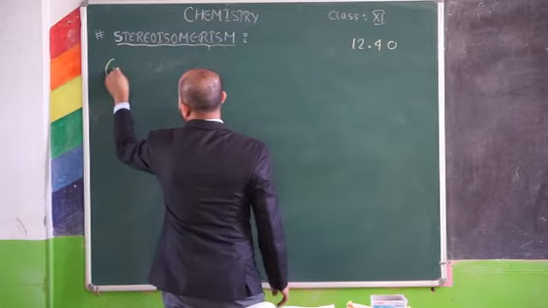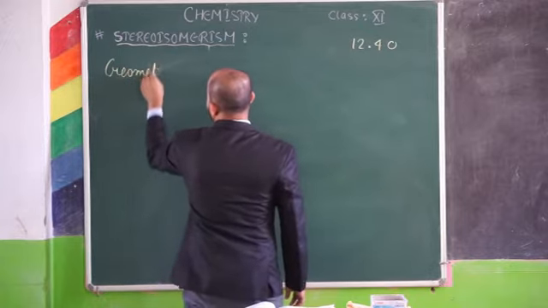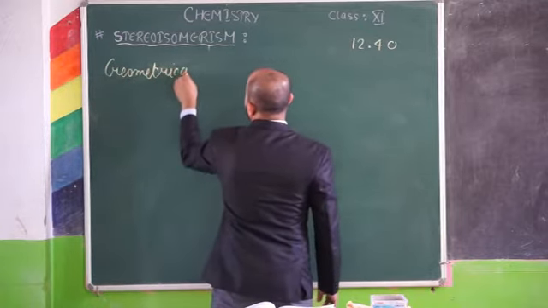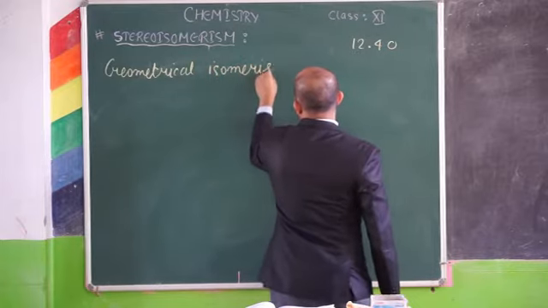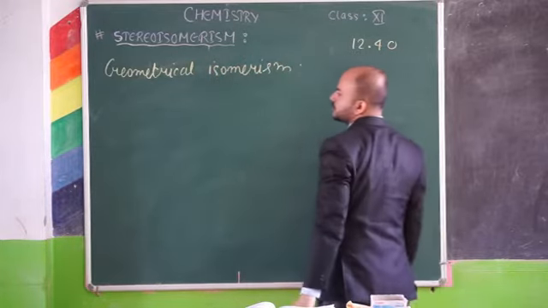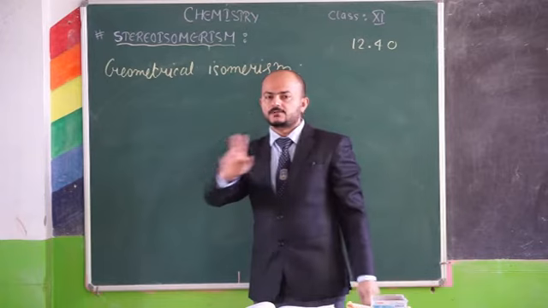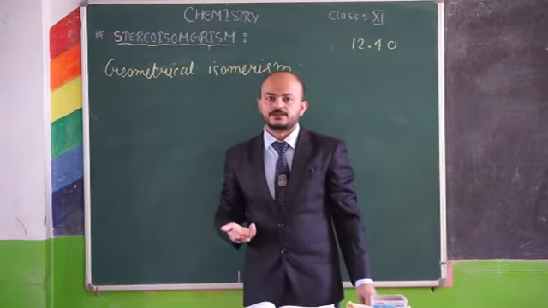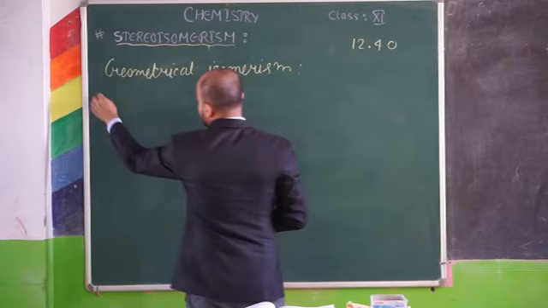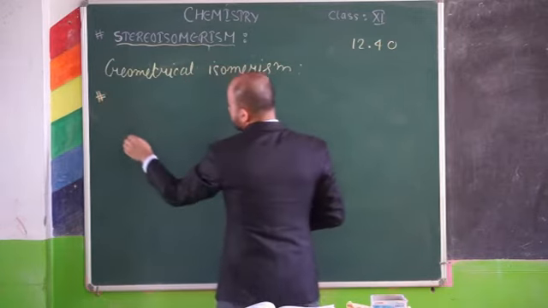Geometrical isomerism. Now, in case of geometrical isomerism, you have to remember the condition for geometrical isomerism. This is a very important question that comes in your class 11 level.